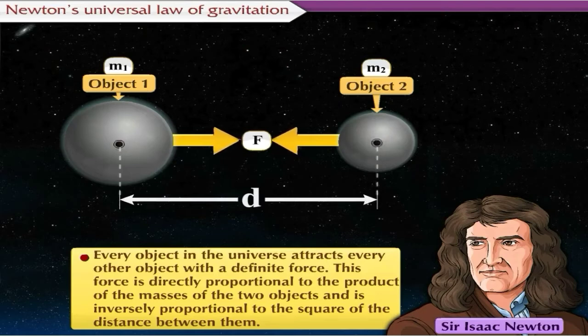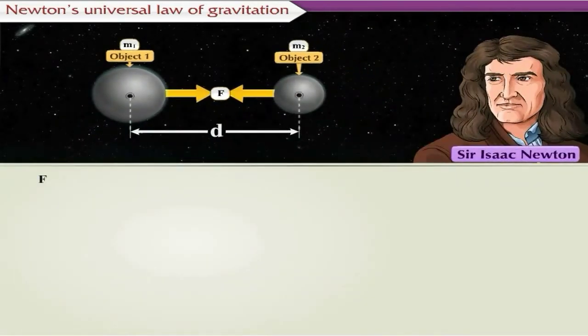Here, two objects with masses m1 and m2 are shown. The distance between these objects is d. The gravitational force of attraction between these two objects is given by F is directly proportional to the product of m1 and m2. Similarly, F is inversely proportional to d square.